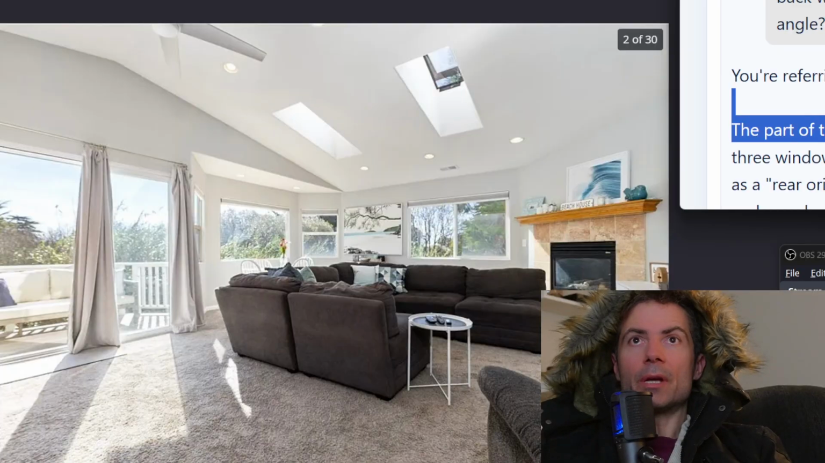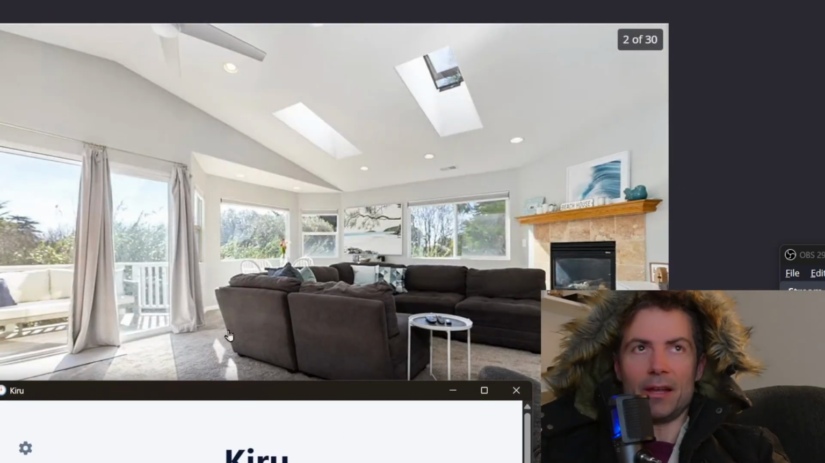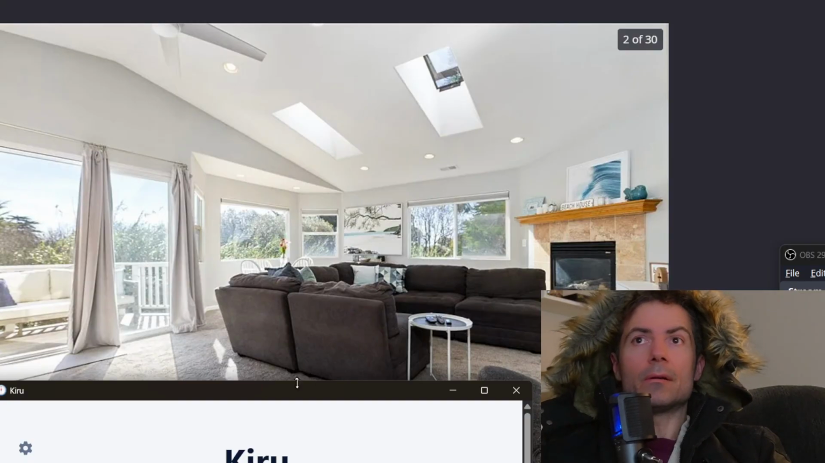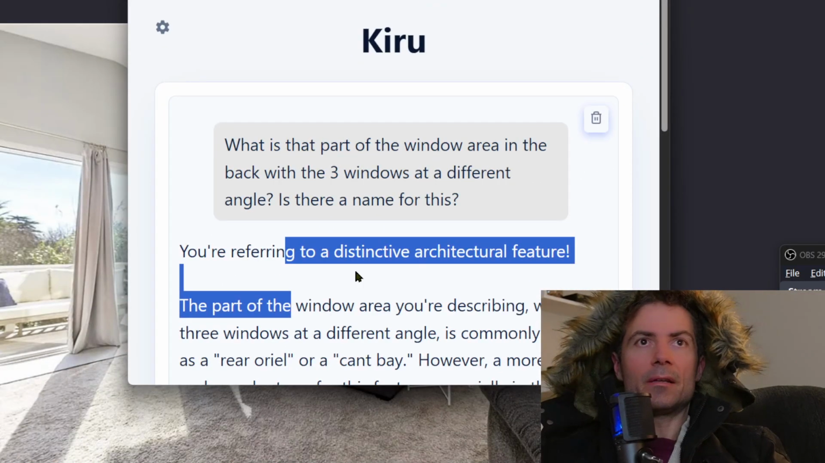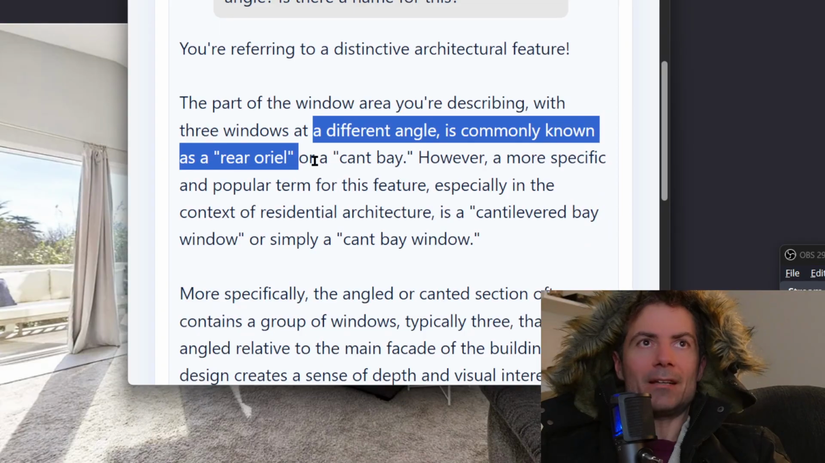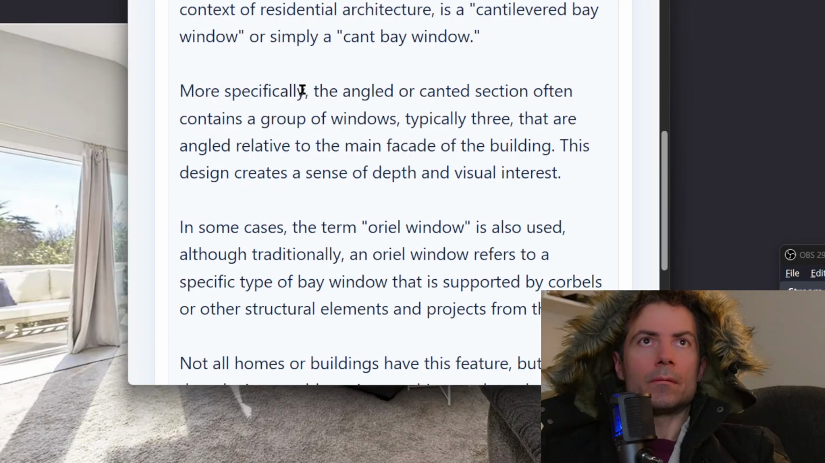Commonly known as a, okay, so this is telling us what that is back there. That area, nice area you can go up to and stand in. It's called a rear oriole or Count Bay. All right, more specifically, the angled or canted section often contains a group.